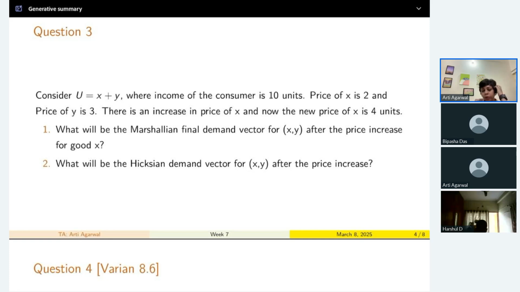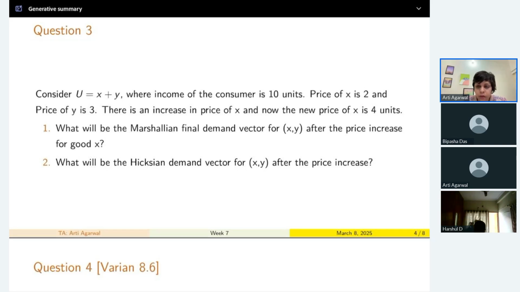So I want to give you a few minutes to think over it. This is different from previous questions. Obviously, concepts are going to be the same, but the form of the utility function is different. Okay, so I'll take a break of 5 minutes here again. Try to solve it, apply whatever we have learned till now, and see if you can find the answer, and then we will solve it together.